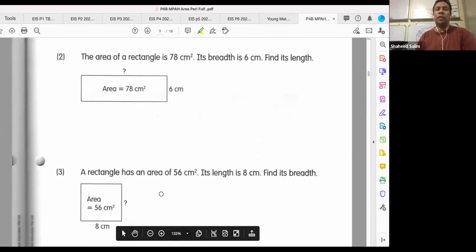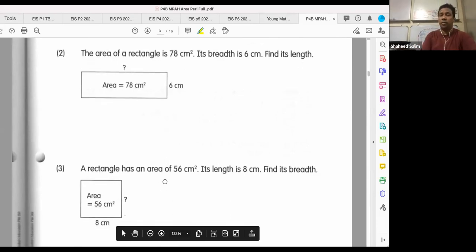Number 2. We try number 2. And if you finish number 2, you can do number 3.